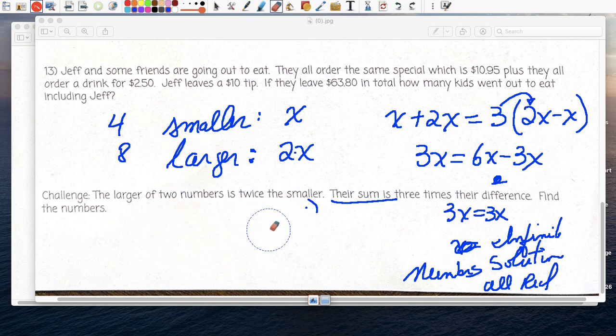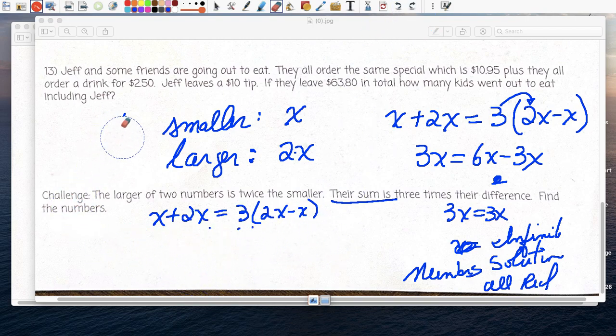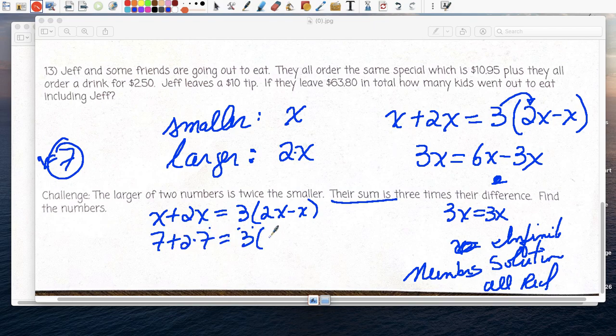Let me try another number. Because it's all real numbers. Let me try the numbers 14 and 7. Right, so x equals 7, which means the larger is 14. So x equals 7. 7 plus 2 times 7 equals 3 times 2 times 7 minus 7. So this is 21. On this side, 14 minus 7 is 7 times 3 is 21.